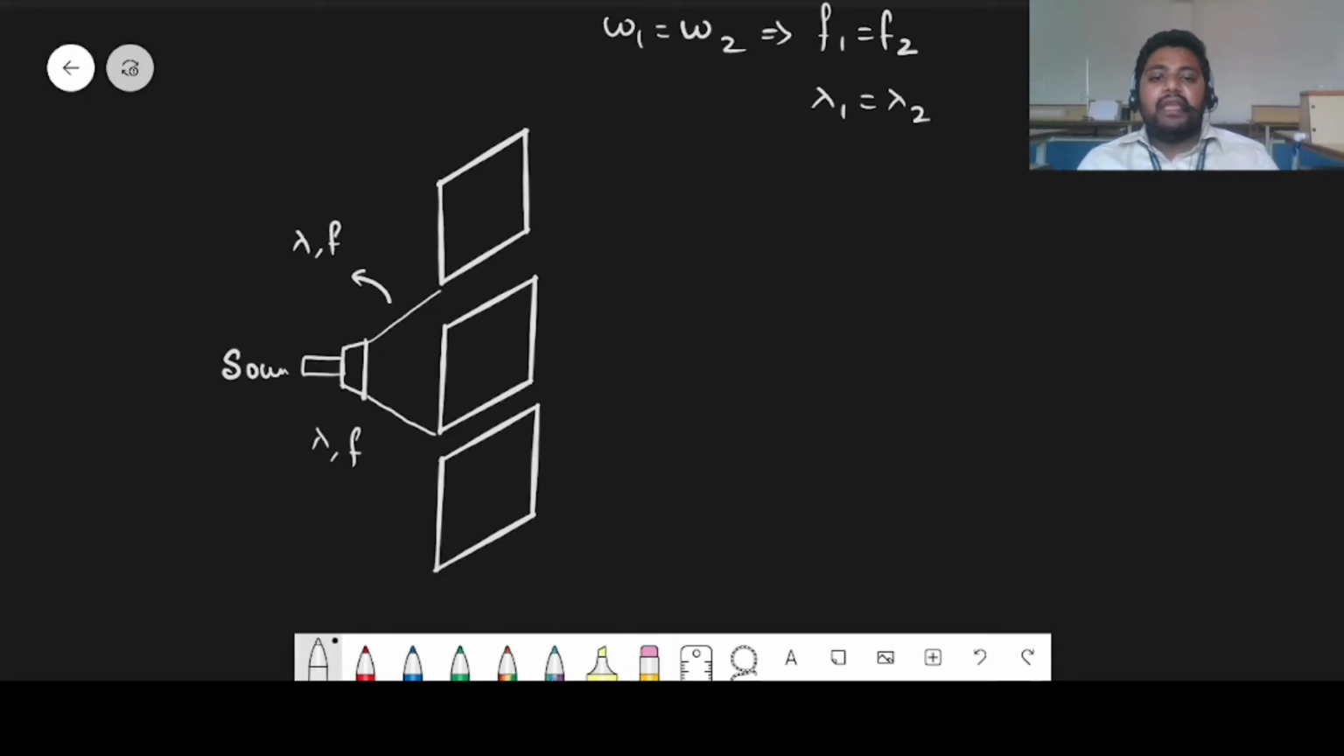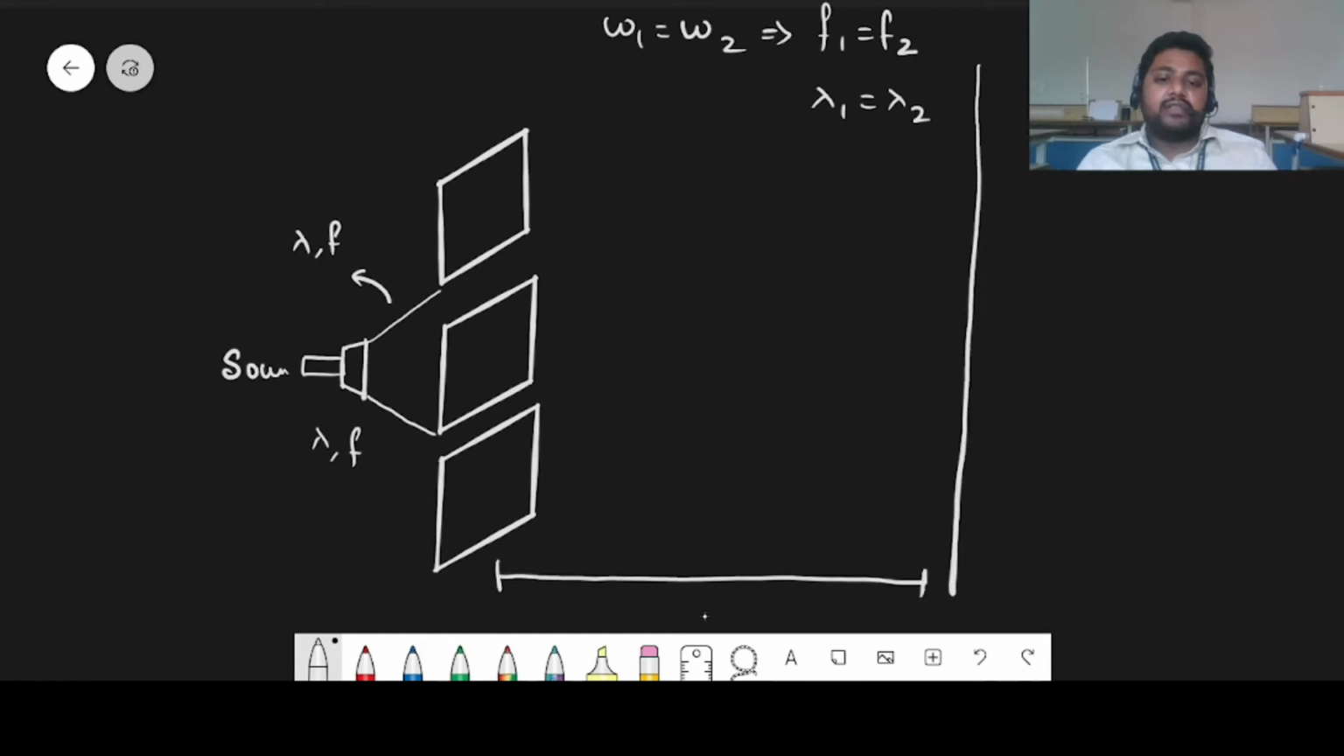Now we take a screen at a capital D distance from this. Experimentally, it is observed that certain dark and bright fringes form here. There is a bright fringe forming here and a dark fringe forming here. In this way, there are certain bright and dark fringes forming.